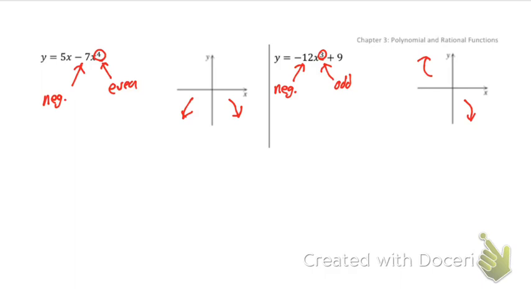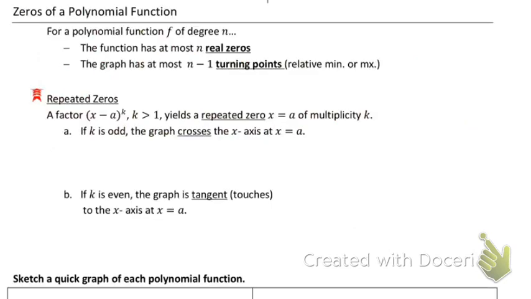All right, just like when we did quadratics, we started with end behavior, and then we filled in this area right here. That's what we're going to do next. We're going to fill in this area to come up with a rough sketch of what any polynomial looks like. The first thing we're going to talk about is zeros of a polynomial.